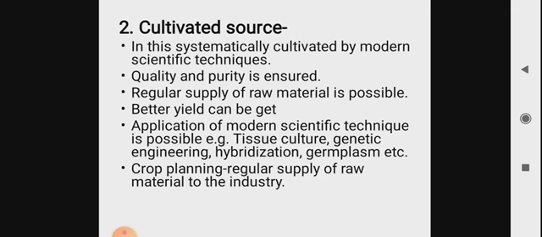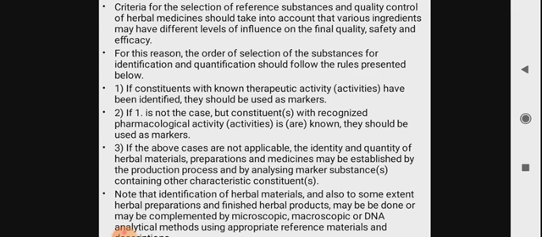Crop planning means regular supply of raw material to the industry. It ensures the regular supply of raw material as a medicine or for preparing a herbal preparation to the industry. So this is about the source of herbs. Source of herb selection we can learn in different sense also. Means how we can select the herbs for the study.